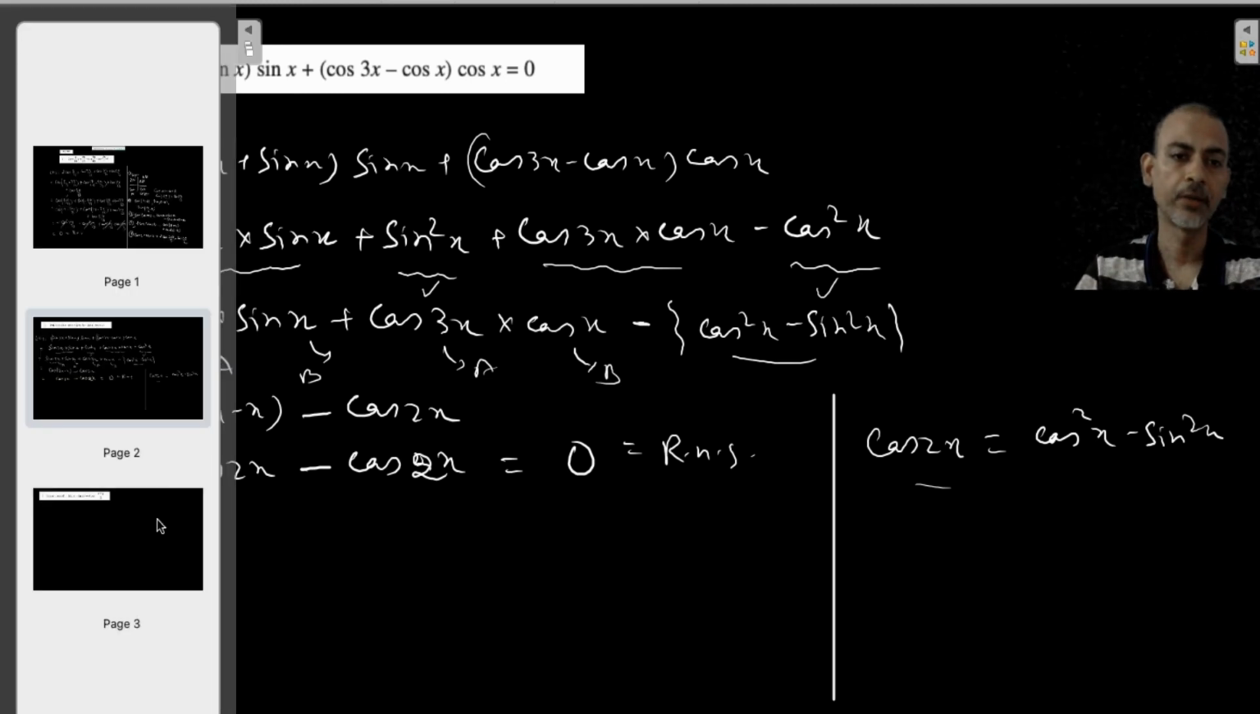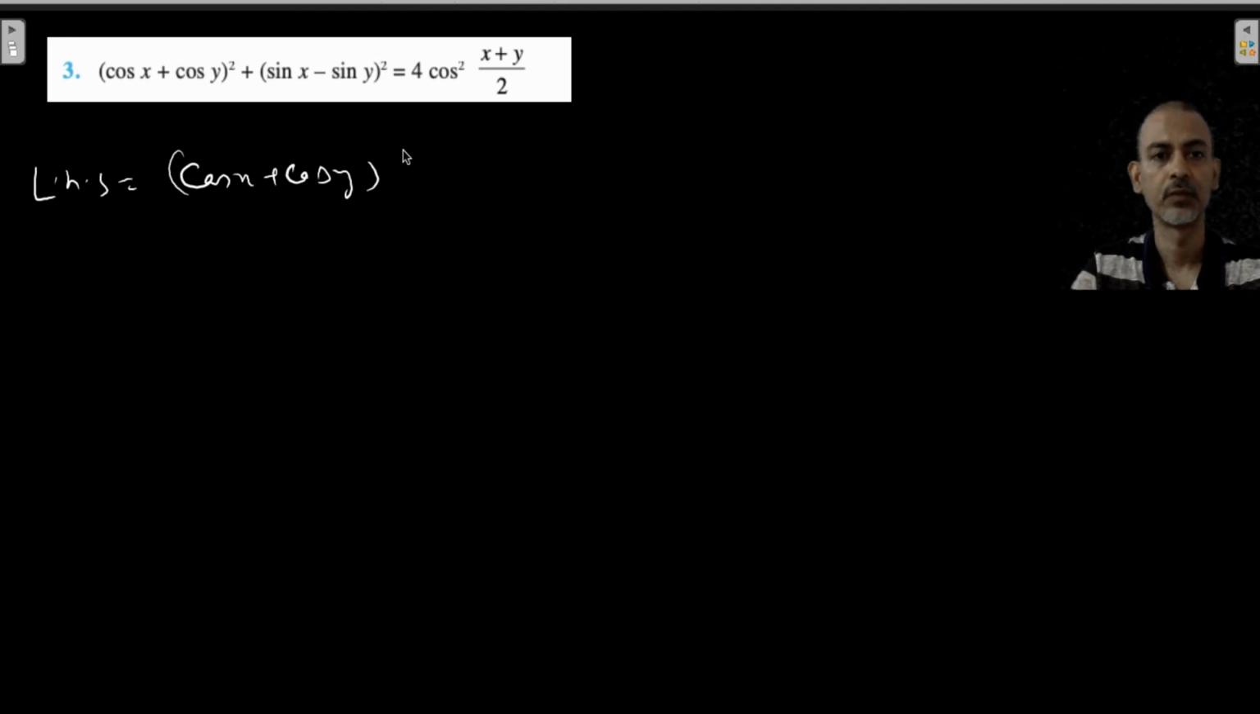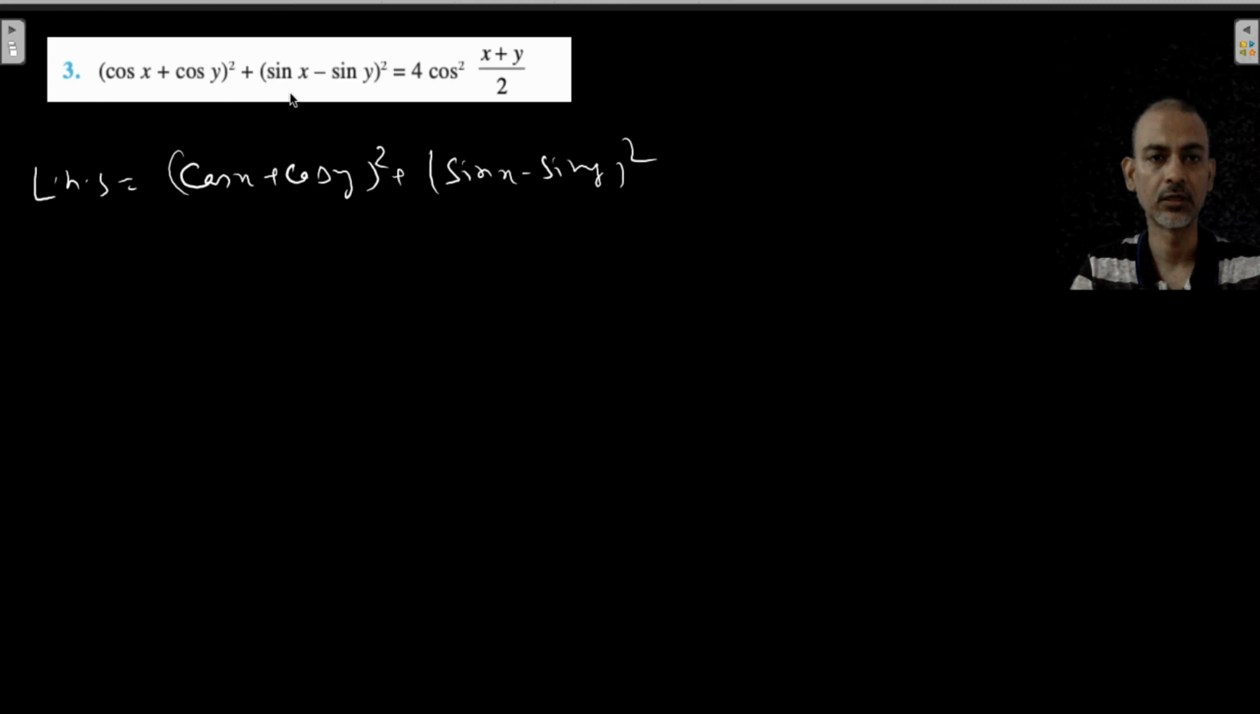Alright, now coming to the third problem. Look at the third problem. We have got LHS as (cos x + cos y) whole square plus (sin x - sin y) whole square. Now again, since this is the term in a square, first of all let's simplify it.